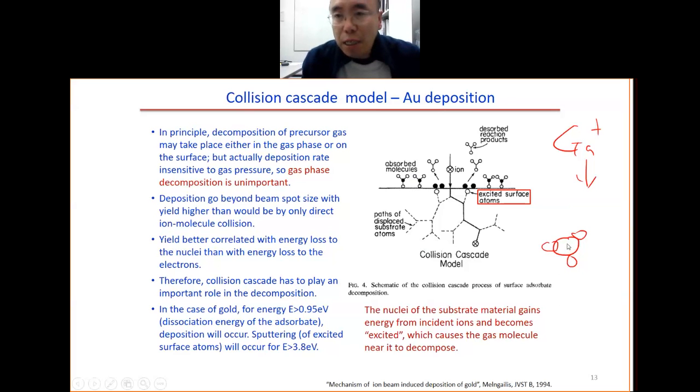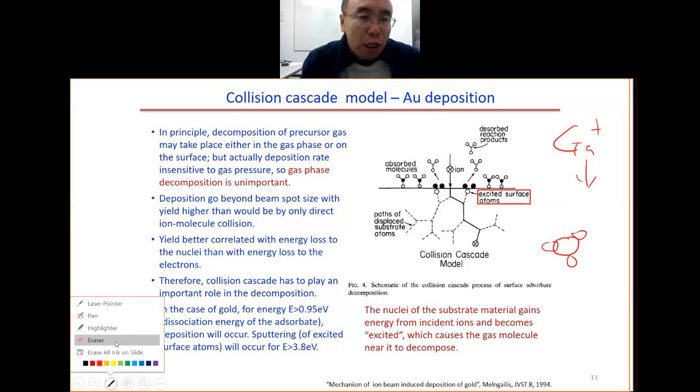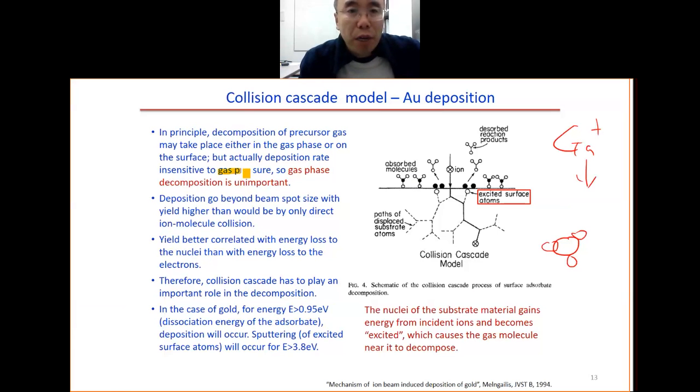If this is the case, then the chance of the gallium collision with the precursor gas will depend on the gas pressure. So the deposition rate should be maybe proportional to the gas pressure. But it was found that the deposition rate is not related to the pressure. As a result, the gas phase reaction is very small. It is only a surface reaction. When the ion hits the surface, there is the reaction. The chance of the ion colliding with the gas molecule to decompose it can be ignored.